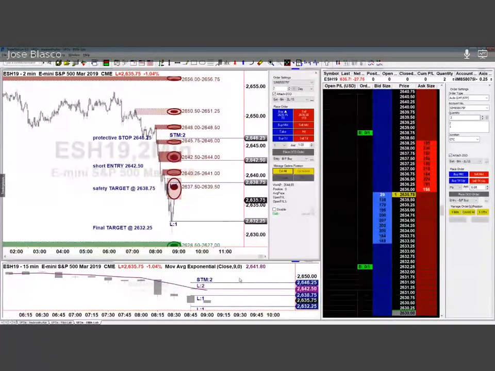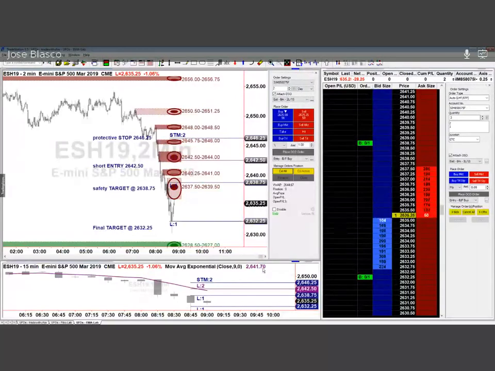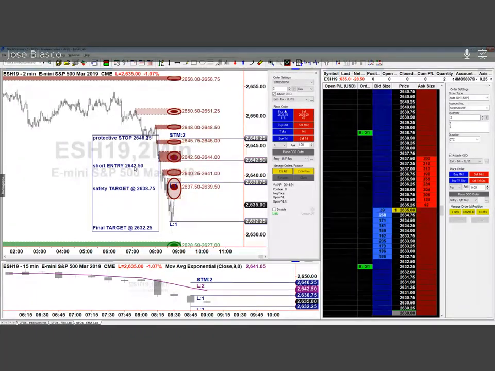So we have the average here at 26,41.75, and notice that if this goes up, this 41 may become 42, 43. So really, the entry that we have is still valid. Okay, so guys, in this case, we got nothing to change. The only thing to change is the target.